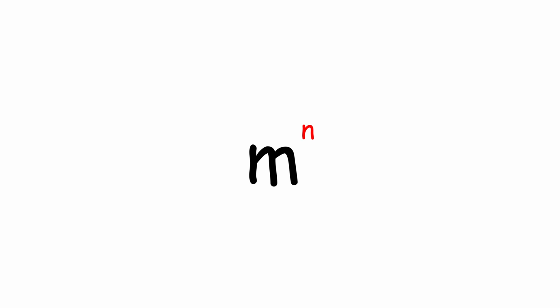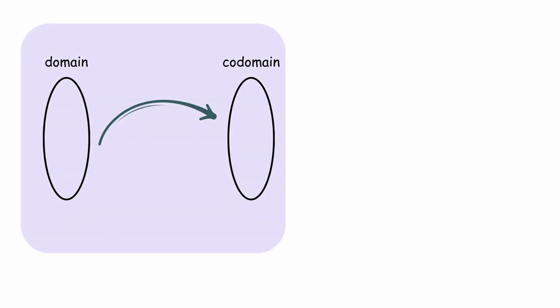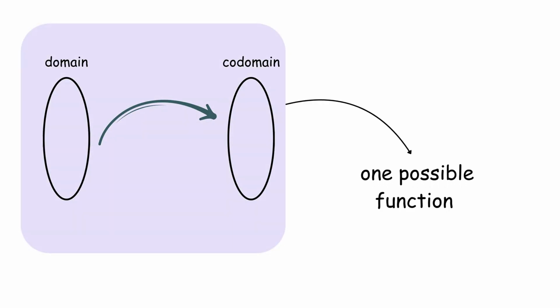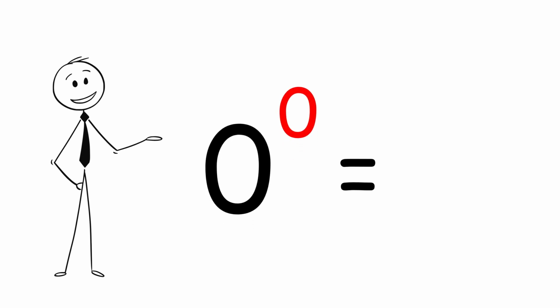Knowing this, let's apply the formula from earlier. In this case, the number of possible functions should be equal to 0 to the 0th power. We already know that the empty function is the one possible function. So if we want the formula to still apply, it's useful to define 0 to the 0th power as being equal to 1.